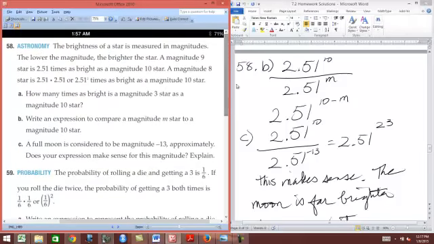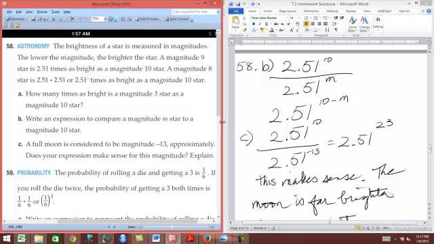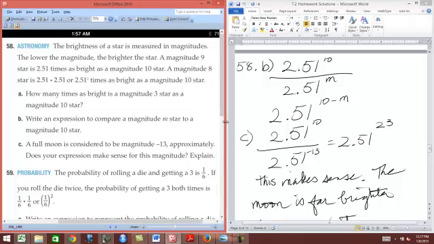A full moon is described, so the full moon is really bright, obviously. It's brighter than the stars. The only thing that's brighter than the full moon is the sun, I would imagine. Okay, unless you're thinking about a comet that's about to hit the Earth, I guess that would be brighter. A full moon is considered to be magnitude negative 13, approximately. Does your expression make sense for this magnitude?